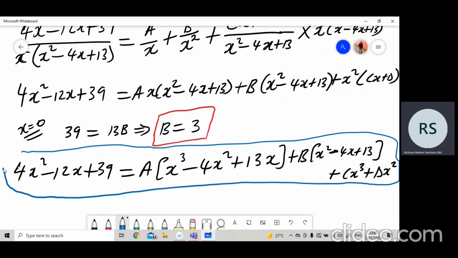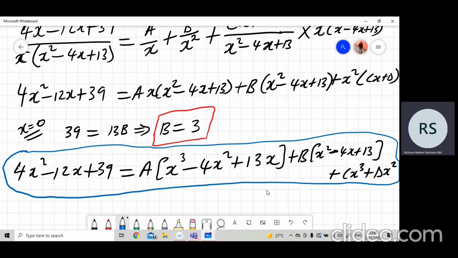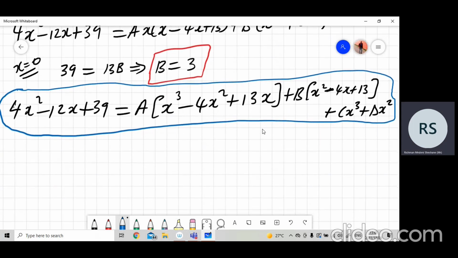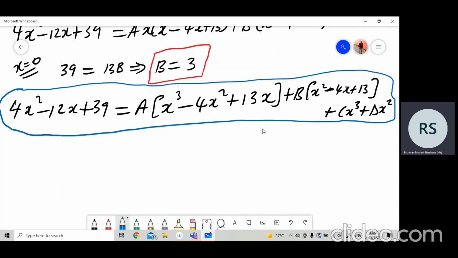Let me work with this expression. This is the expression where I'll be equating the coefficients of x. So when I'm equating the coefficients of x, I start with the coefficients of the highest powers of x. If you check here, it's x to the power of 3. So let's equate the coefficients of x to the power of 3.